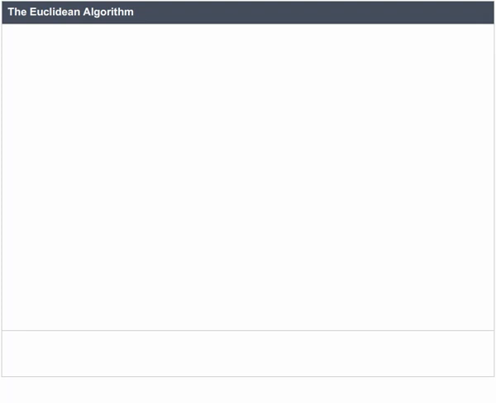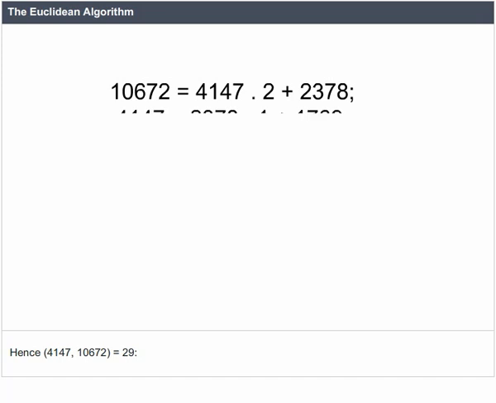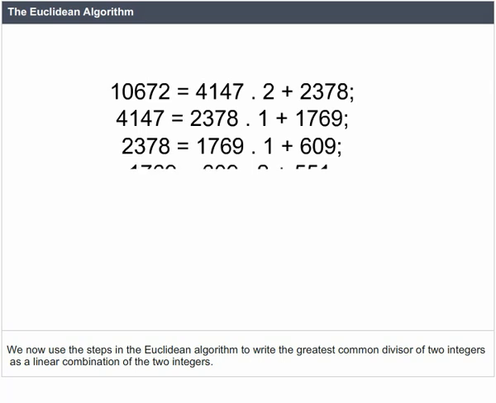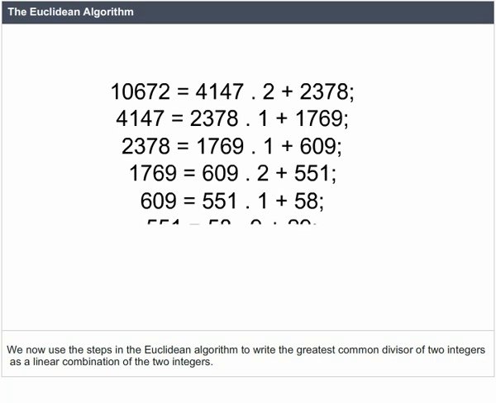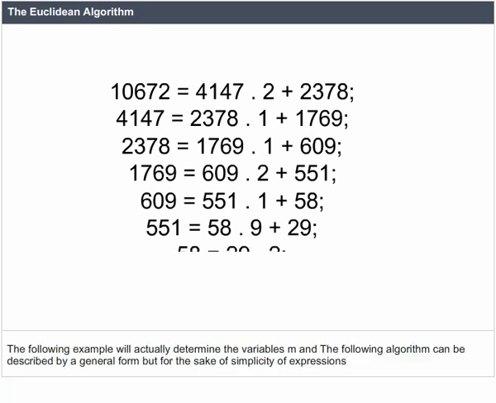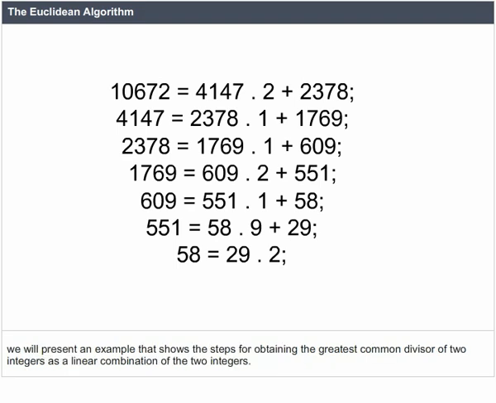The Euclidean algorithm. Hence (4147, 10672) = 29. We now use the steps in the Euclidean algorithm to write the greatest common divisor of two integers as a linear combination of the two integers. The following algorithm can be described by a general form, but for the sake of simplicity of expressions, we will present an example that shows the steps for obtaining the greatest common divisor of two integers as a linear combination of the two integers.